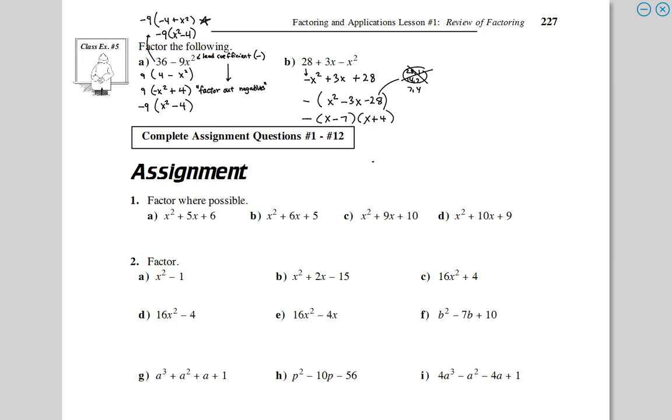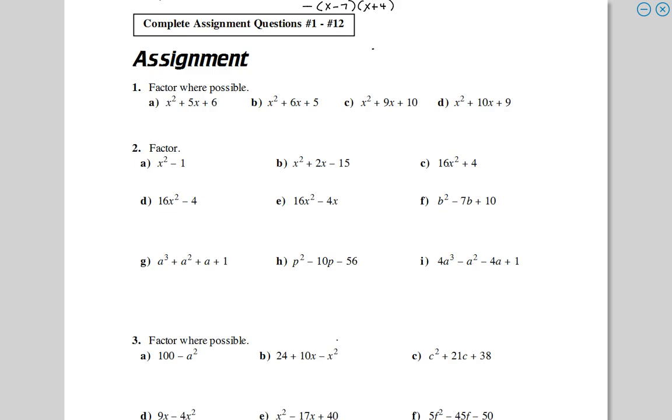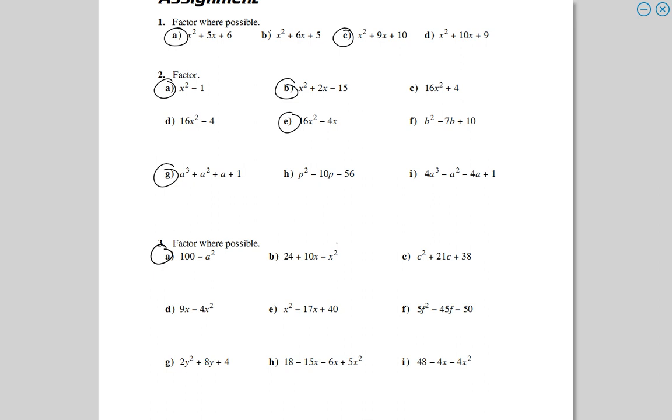Okay, try some homework. Let's go like 1A, 1C, 2A, 2B, 2G, 2E, and 3A, 3G, and 3I. Do all these right now, and then I want to move on to the next lesson.